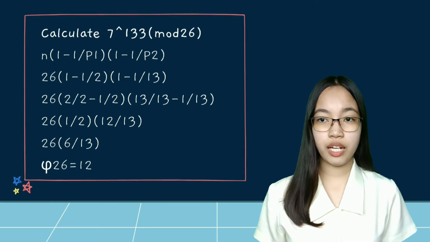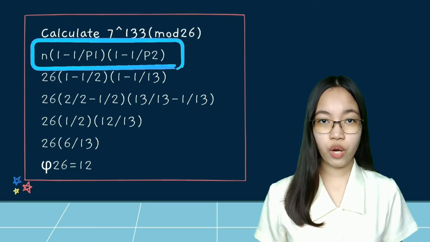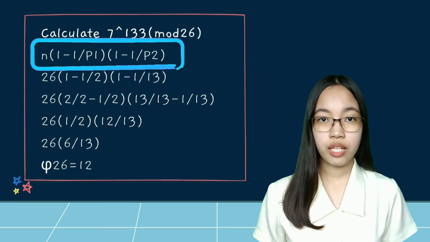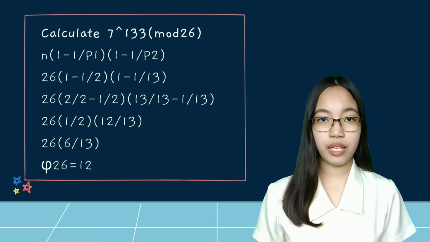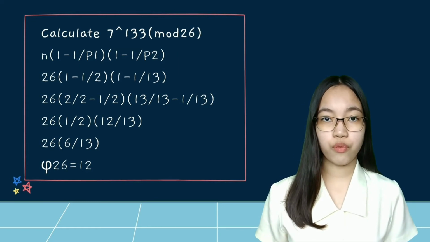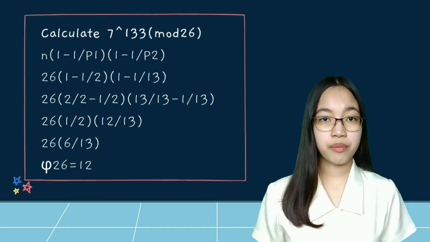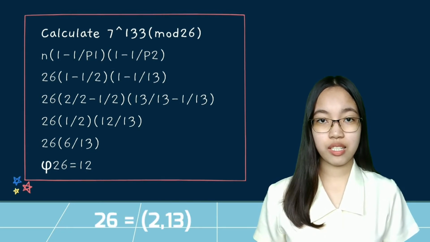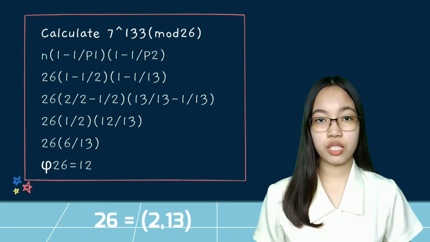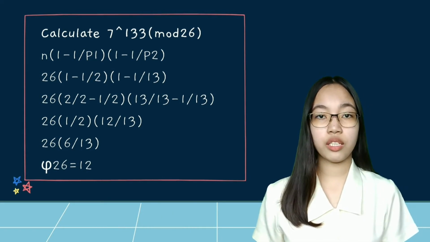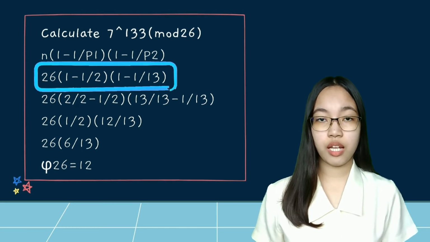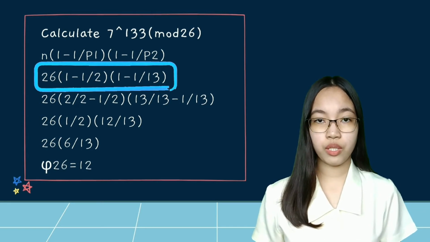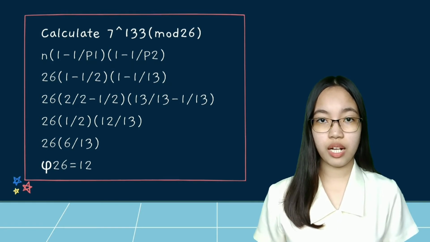And the formula for that is n times the quantity of 1 minus 1 over p sub 1 times the quantity of 1 minus 1 over p sub 2. So p sub 1 and p sub 2 are the two prime factors of 26. So the two prime factors of 26 are 2 and 13. So we will just substitute 2 and 13 in p sub 1 and p sub 2 respectively. So now we have 26 times the quantity of 1 minus 1 half times the quantity of 1 minus 1 over 13. So we will just calculate this.